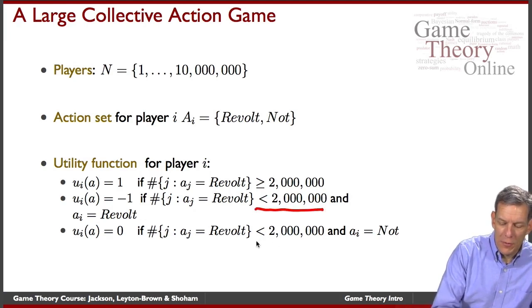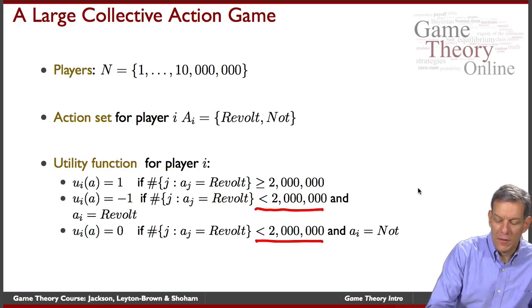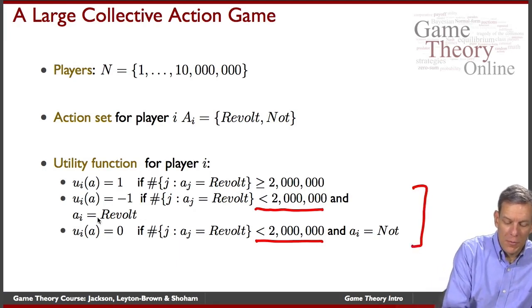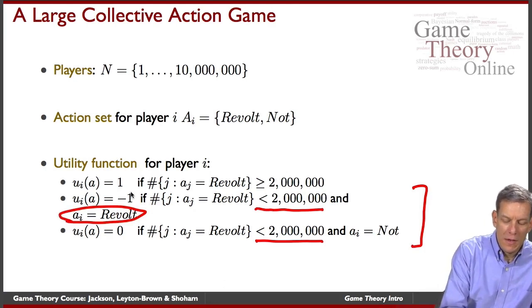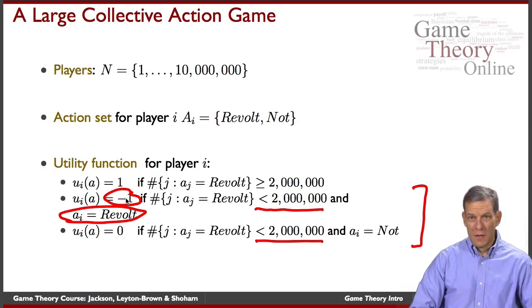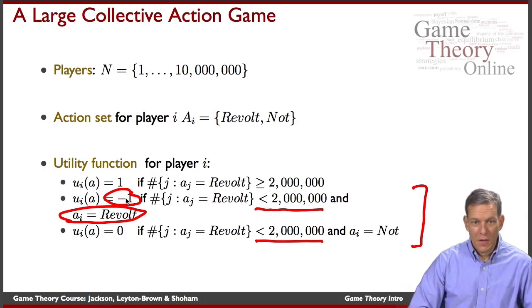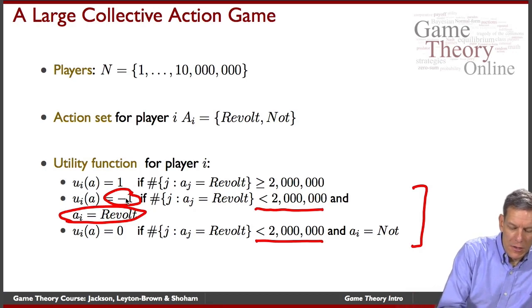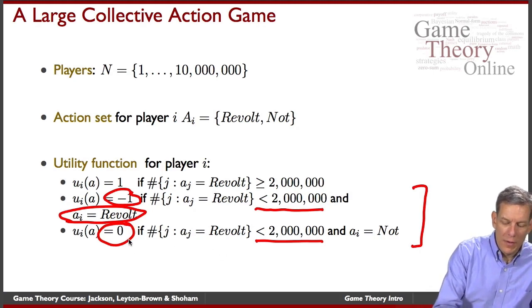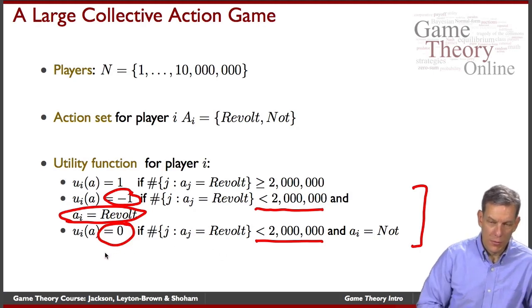Okay, so what happens if things fail? If we end up with less than 2 million, then it depends on whether you were a participant in the revolt or not. If player i was a participant in the revolt and it fails, then they get a payoff of -1. This could be a situation where they're punished by the government or face some other kinds of sanctions. They get a payoff of 0 if the revolt is not successful and they didn't participate, so they weren't one of the people actually revolting.